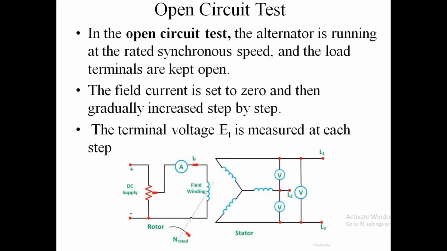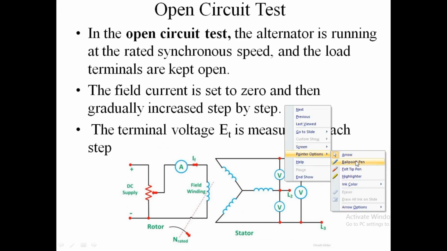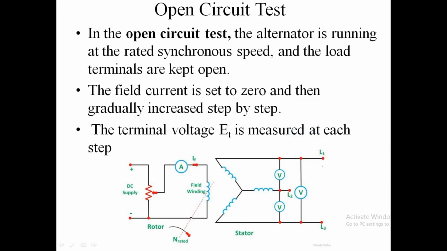The first one is the open circuit test. In an open circuit test, the alternator is running at its rated synchronous speed and the load terminals are kept open. You can see that the load terminals are open here, and a DC supply is given to the field circuit. Now this machine is rotated at synchronous speed.